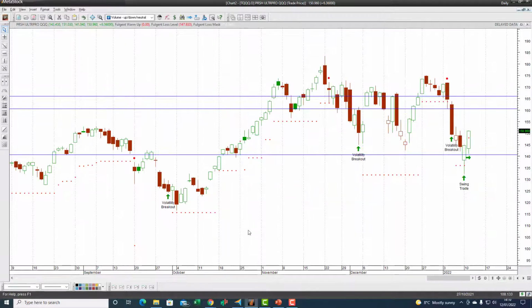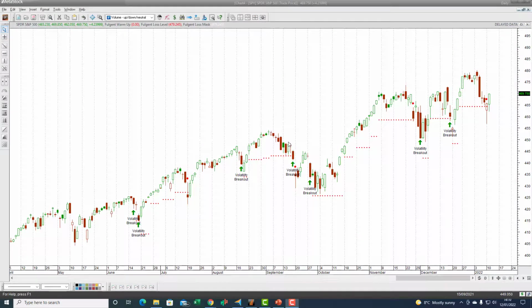Also a signal on the TQQ, which is kind of natural because it's simply a 3 times leverage ETF of the Nasdaq 100 QQQ. Next up, we'll take a look at the S&P 500 index from an artificial intelligence trading perspective. We can see this last volatility breakout back here end of December worked out well. The one in December caught another rally there. We caught the October and November rally with AI.